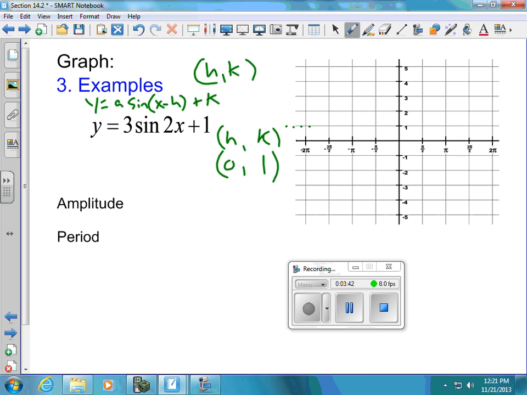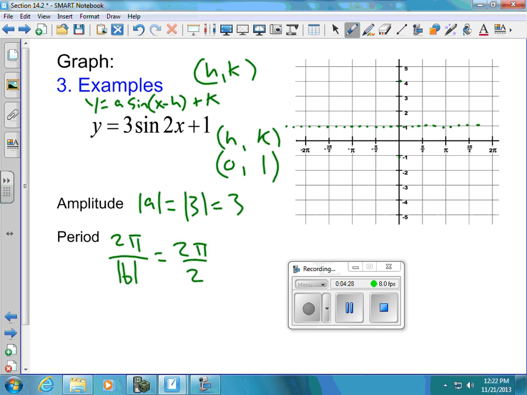So our midline, instead of being the x-axis this time, our middle of the graph is going to bounce back and forth around the line y equals 1. Our amplitude, we can still find that. That's the absolute value of a, which in this case is the absolute value of 3, or just 3. So we're going to go 3 above and 3 below the midline. So 1, 2, 3, we're going to go as high as 4, and 1, 2, 3, as low as negative 2. So that's how we're going to stretch. Our period is still 2 pi over the absolute value of b. B in this case is what's between sine and x. 2 is between sine and x, whether there's parentheses there or not. So it's 2 pi over the absolute value of 2, which is just going to be pi. So that's our period. It's going to repeat every pi units.